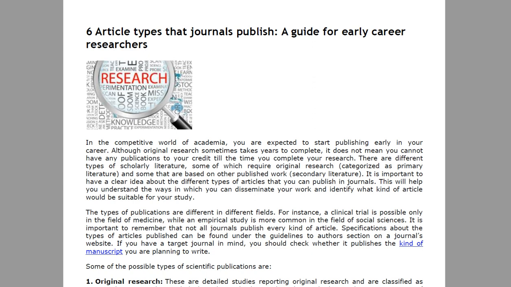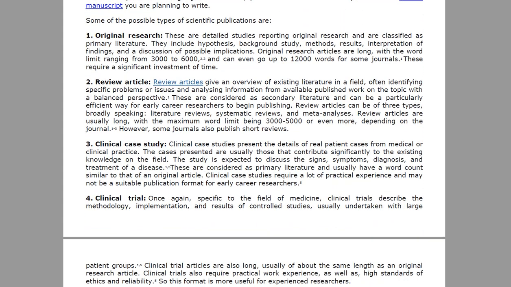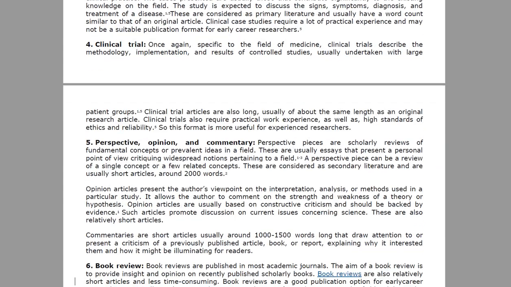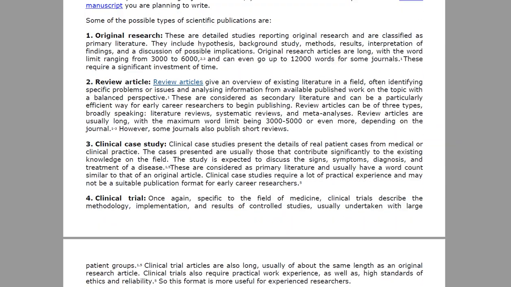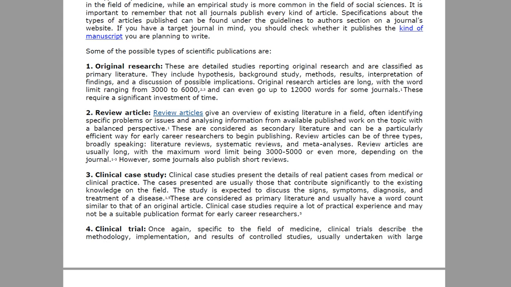So first off, six article types that journals publish. Here's a little handout that I found, and very simply it describes original research, review article, clinical case study, clinical trial, an opinion article, and a book review as six different examples. For the most part, in my program, in the area of industrial organizational psychology as well as general psychology, students would be using original research. That's primarily what they will be using to support their work.